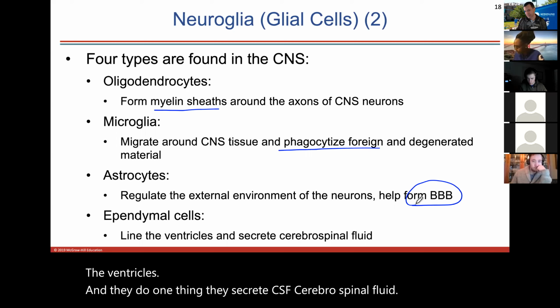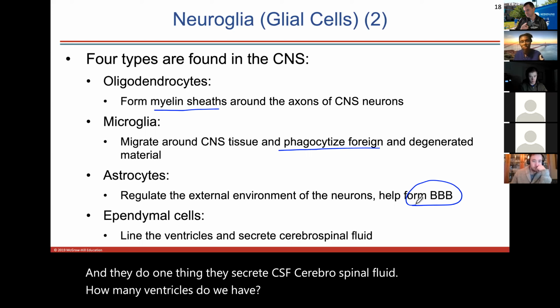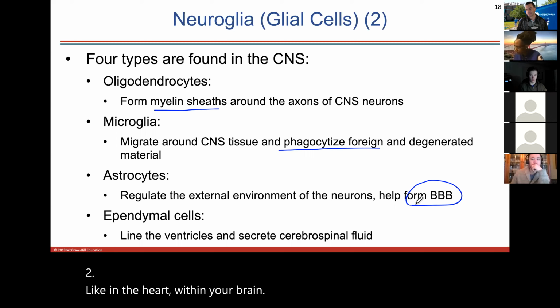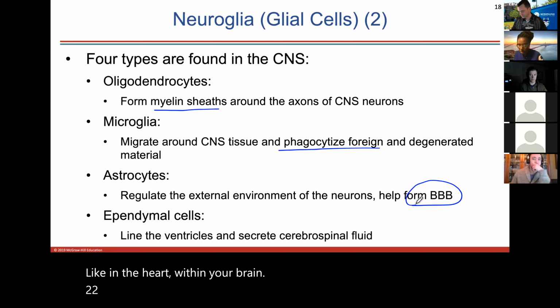How many ventricles do we have? Anybody? Like in the heart? No, within your brain. Two lateral ventricles, right? Left and right. 3. Third ventricle's in the midbrain.